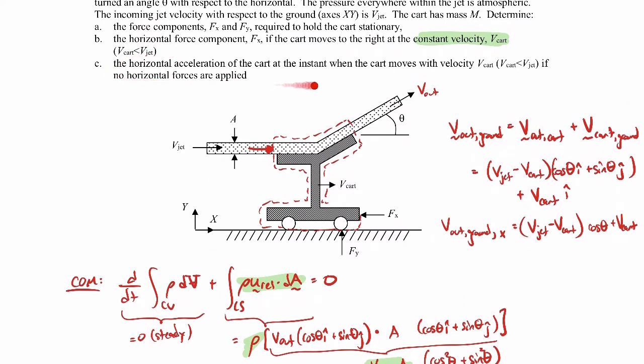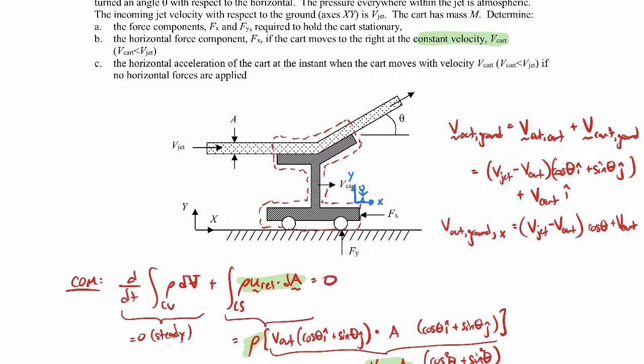What's the horizontal acceleration of the cart when the cart moves with velocity v cart if no horizontal forces are applied? So we're not going to apply any forces to it in the x direction. Now for this one, again, we could choose a control volume fixed to the ground and get a result that way. I think, as I said a little bit ago, it's kind of complicated to do it that way, and I don't recommend it. So instead, I'm going to use a coordinate system fixed to the cart again, and then I'll work it out that way.